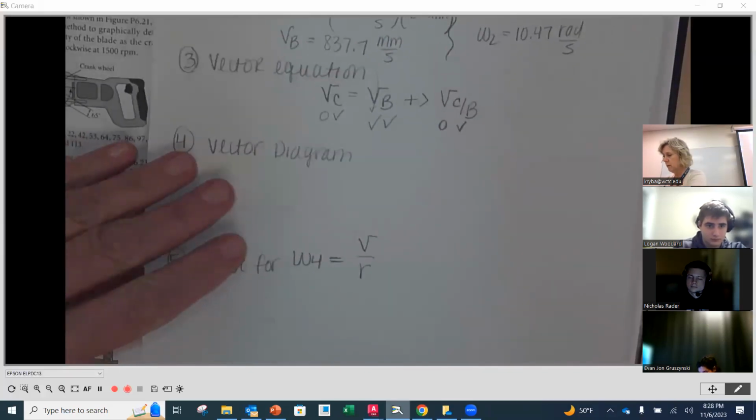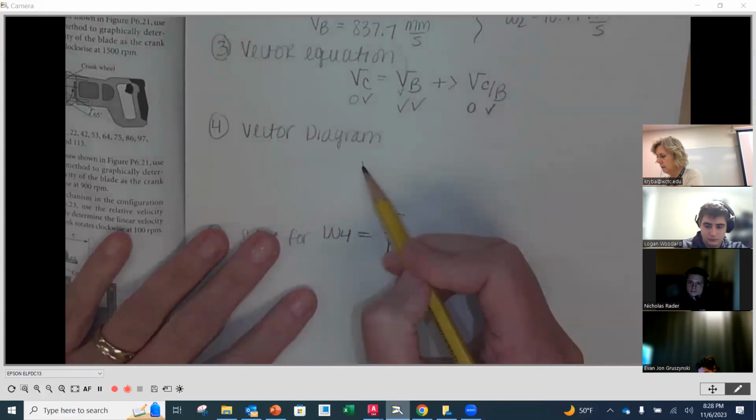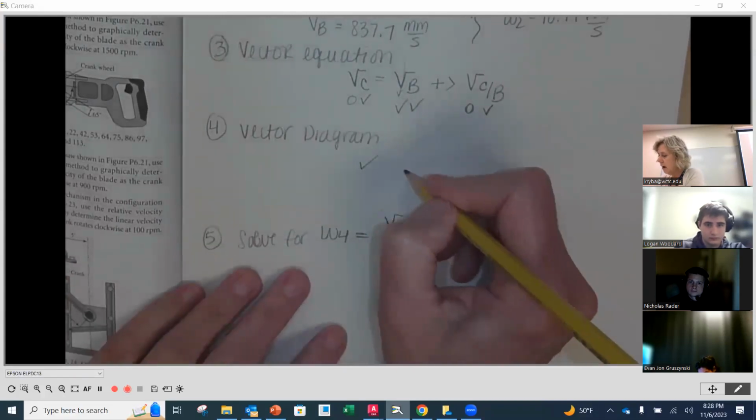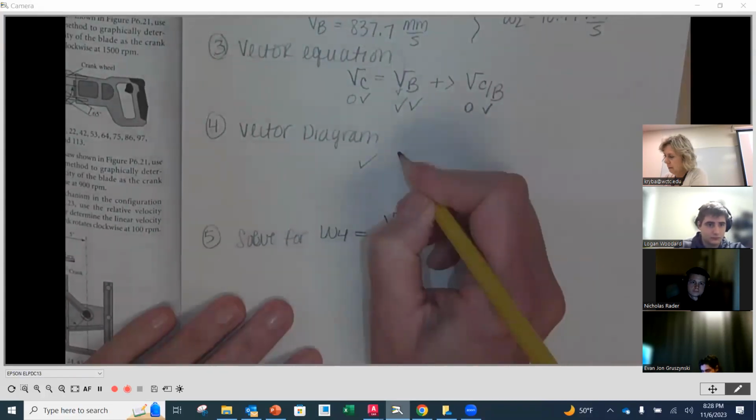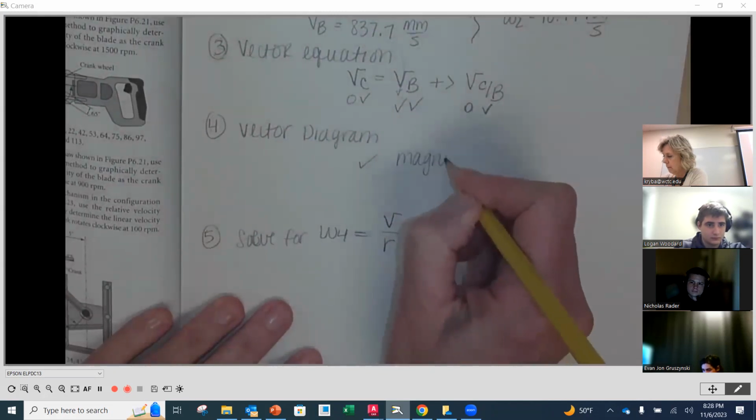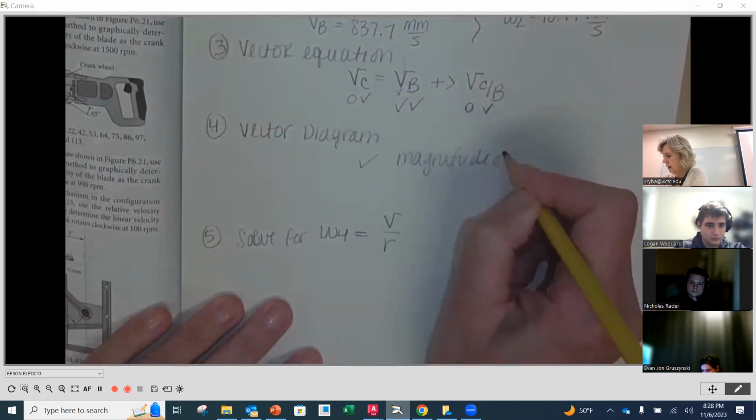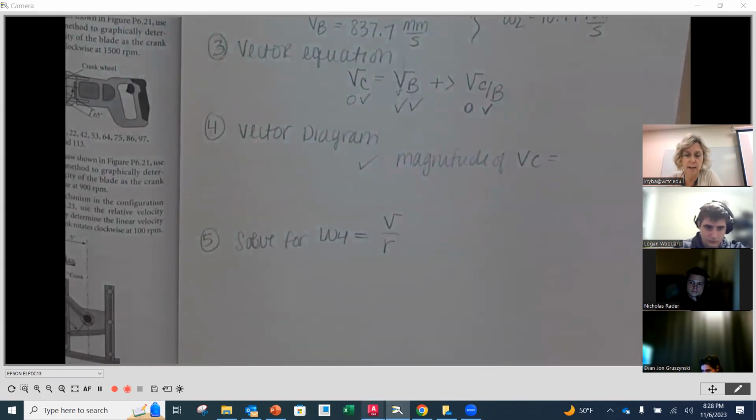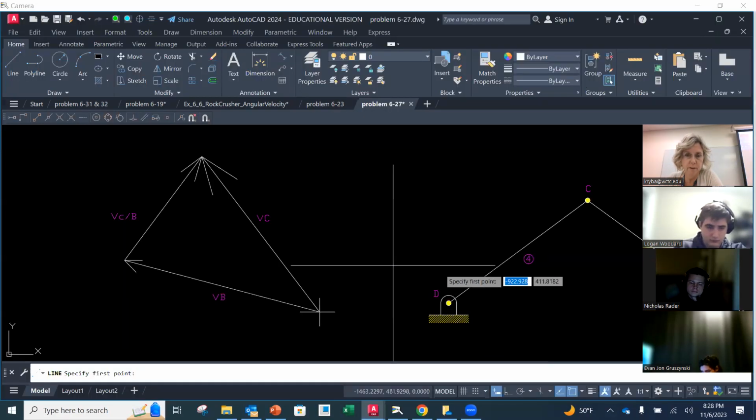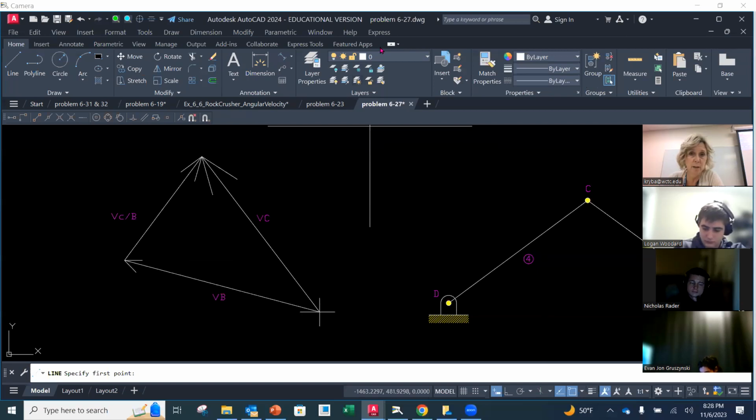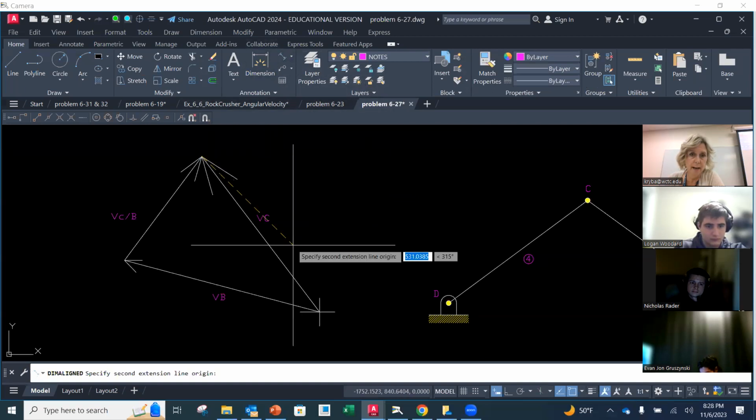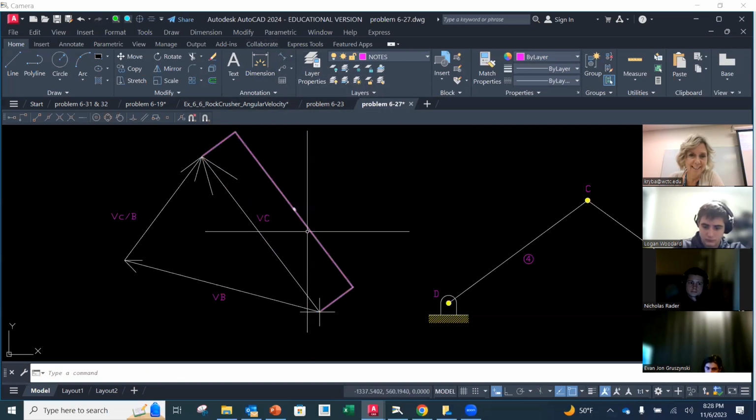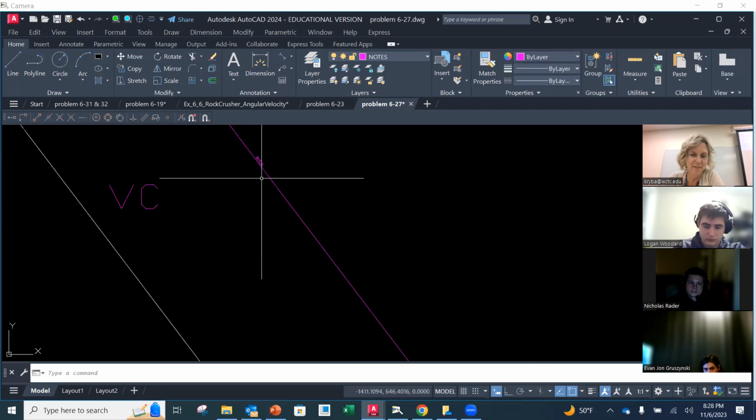So I've done my vector equation, okay? I did my vector diagram. I now need to find the magnitude of the velocity of C, right? The magnitude of the velocity of C. So to get that off of my vector diagram, I need to add a dimension. So I'm going to change this to the notes layer, and I'm going to do an align dimension from that endpoint down to there. Now, darn it, it's not big enough.